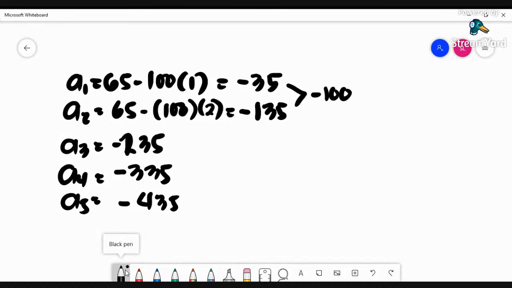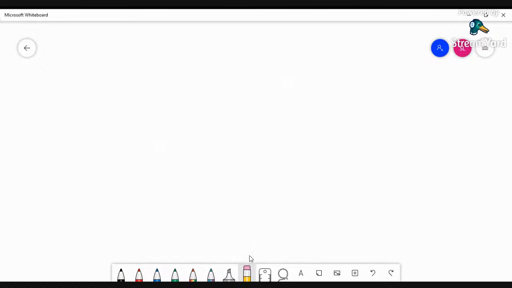And first five terms, no? Okay, so it's first five terms. So those are the terms. The first five terms are negative 35, negative 135, negative 235, negative 335, and negative 435. Let's continue.